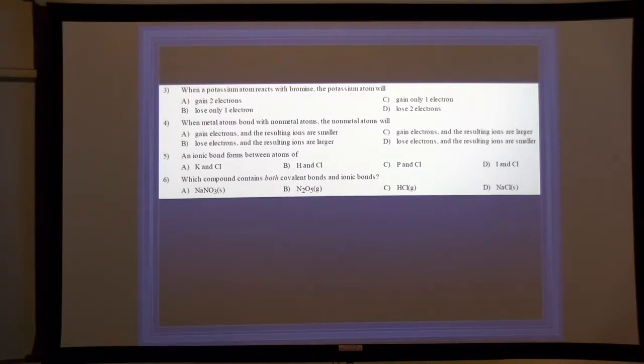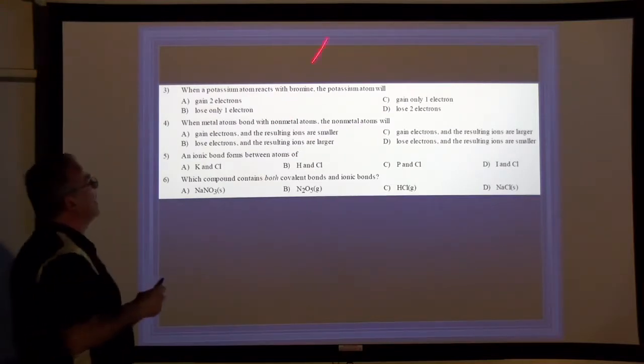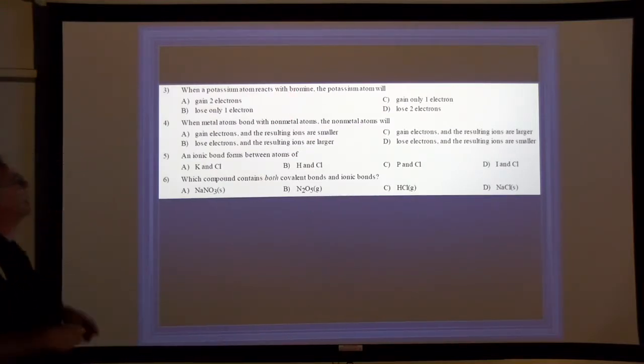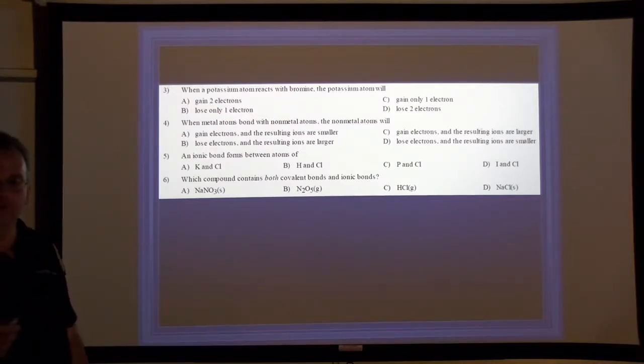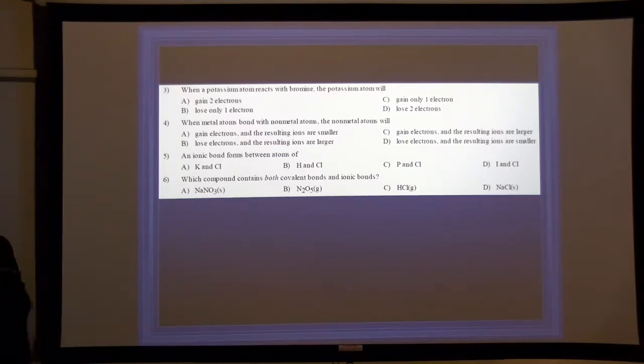Okay, so now here's the thing. Potassium only has one valence electron, right? So when it reacts with bromine, it's going to become a potassium ion and lose its sole valence electron. That's how simple it is. You do need that periodic table in front of you at all times, like a weapon, right? Or it's going to be a tough one, right?